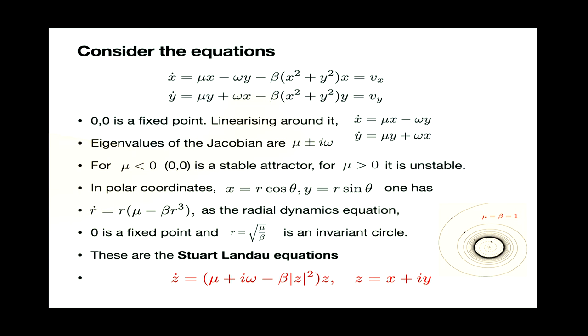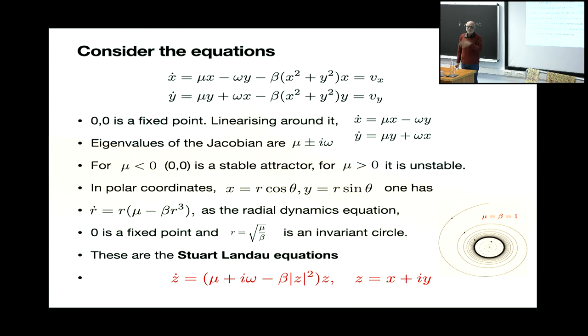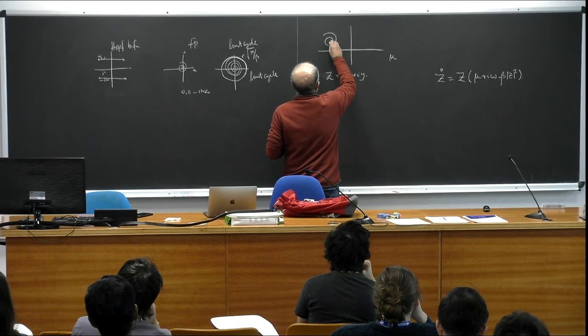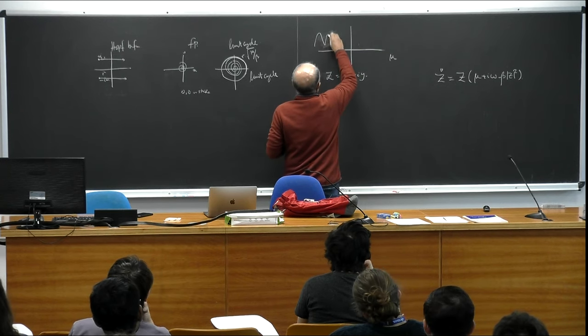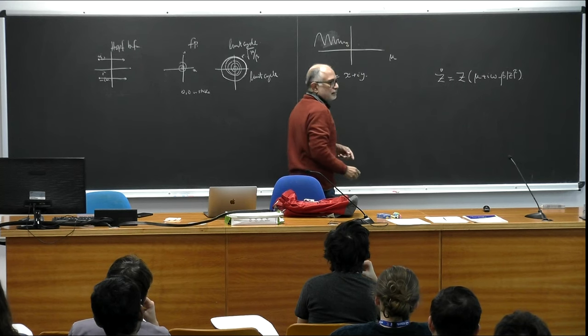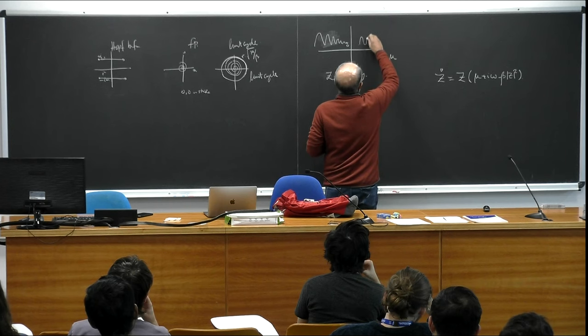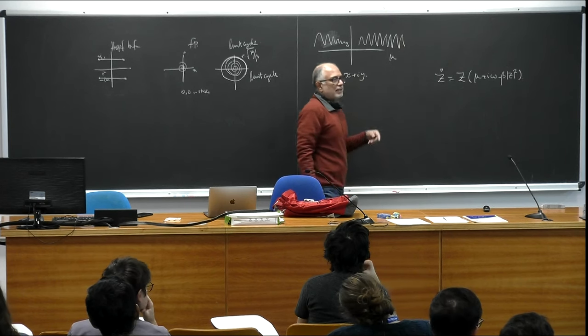Now the thing about an invariant anything is that once you come onto the invariant set, you're stuck over there. So you cannot cross that invariant set. So for mu positive, any trajectory in the neighborhood of zero will spiral outwards and hit that circle and then circulate around it. So the behavior as a function of mu is that for mu negative, I get a damped oscillation going to zero. For mu positive, I'll get sustained periodic solutions.